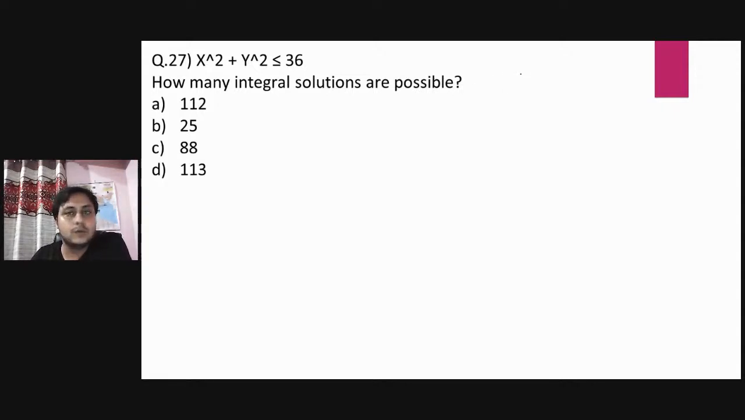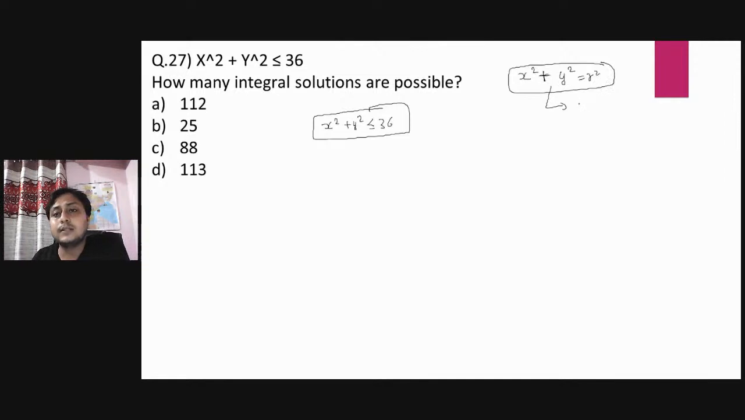As I have told you in the last video, how to find the integral solutions of the form x square plus y square equals r square, right? But this is x square plus y square less than or equal to 36. So you have to find the integral solutions of x square plus y square less than or equal to 36. An interesting question, right? As we know, the graph of the equation x square plus y square equals r square is a circle. This is the standard equation of a circle with the origin as center.